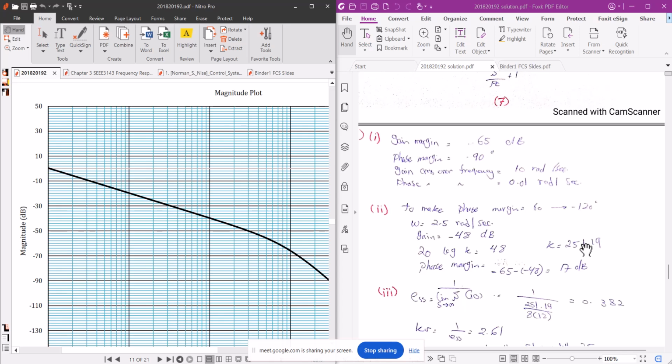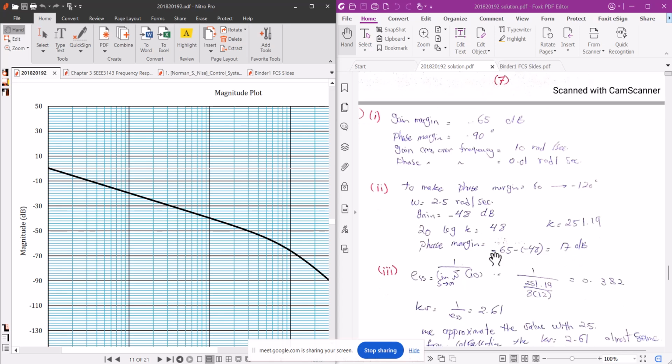And what will be the gain margin? This is not the phase margin, this is the gain margin. Basically initially it was minus 65 dB, and now you want to make it minus 48. So basically you are inserting an extra gain margin of 17 dB. So it's the gain margin of 17 dB you have to put extra.